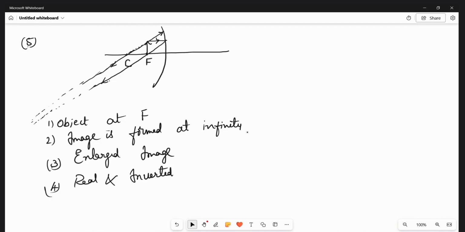See, if rays never meet, then the image will not be formed. If the rays meet somewhere, then only the image is formed. Where most of the rays meet, the image will always be formed there. Okay. The F and the pole.